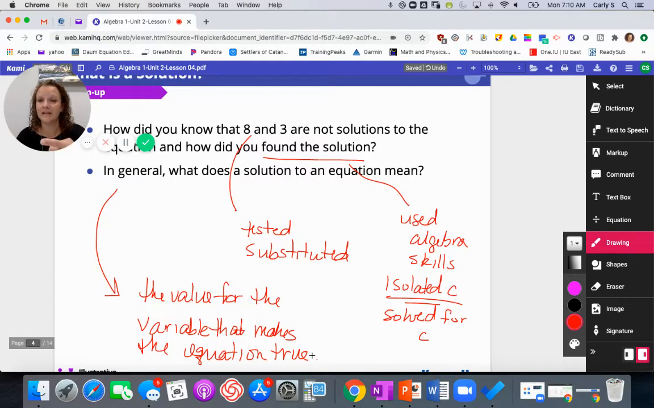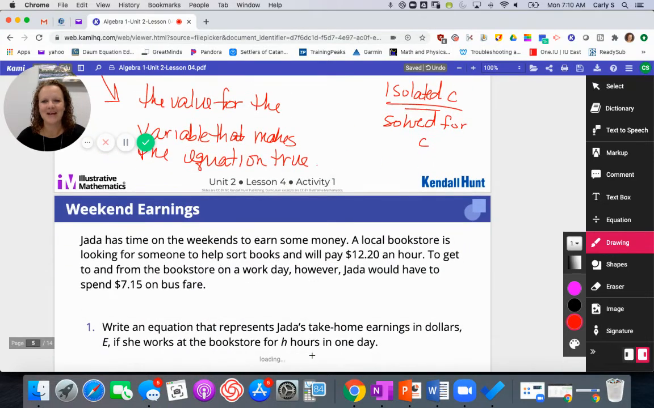Cool? See, I'm looking at myself, not the camera. I'll try to look at the camera. Maybe it's something I need to practice.